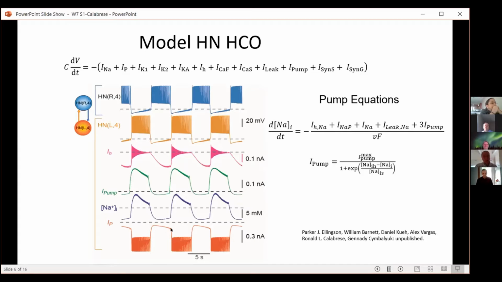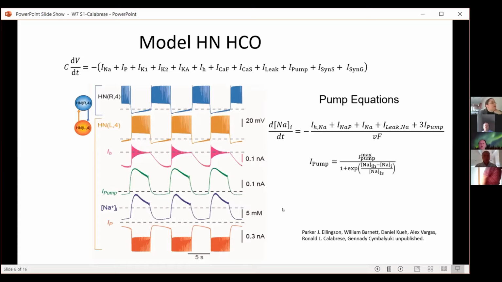Meanwhile, one of the big contributors to this sodium concentration is this large inward persistent sodium current. So what's happening here is that the pump current is helping to terminate these bursts. And it's also providing a strong hyperpolarization here that activates H current.